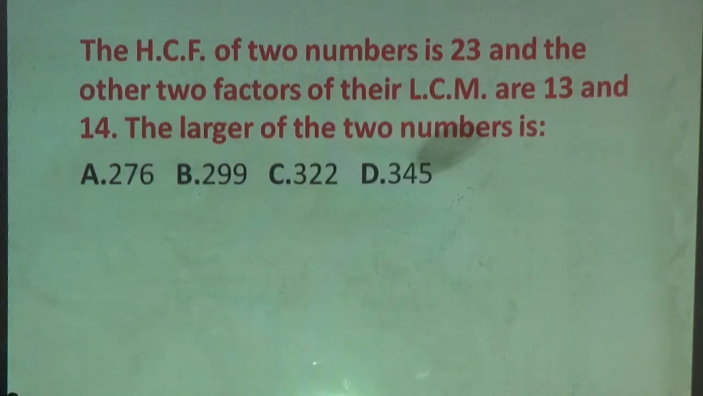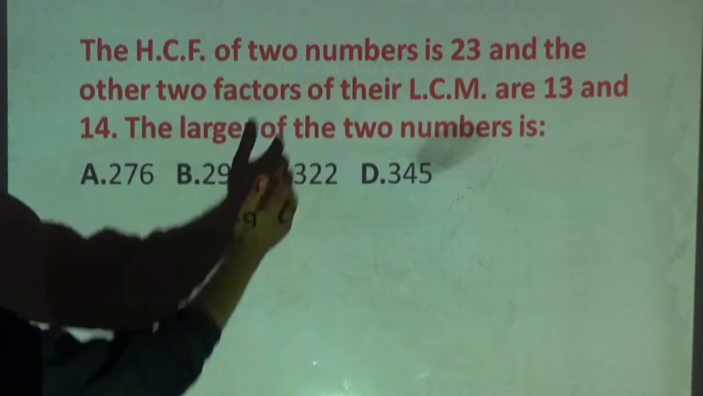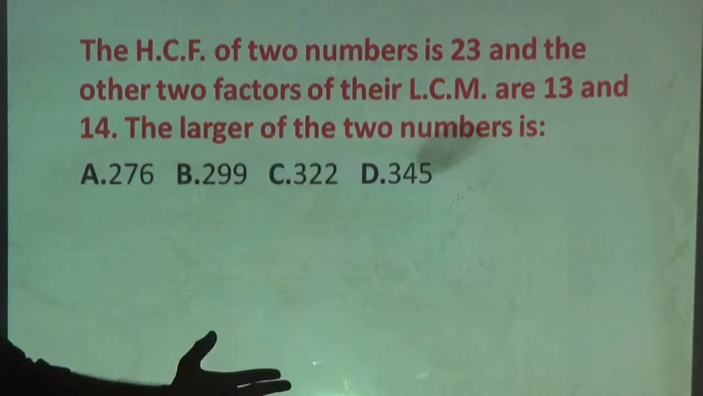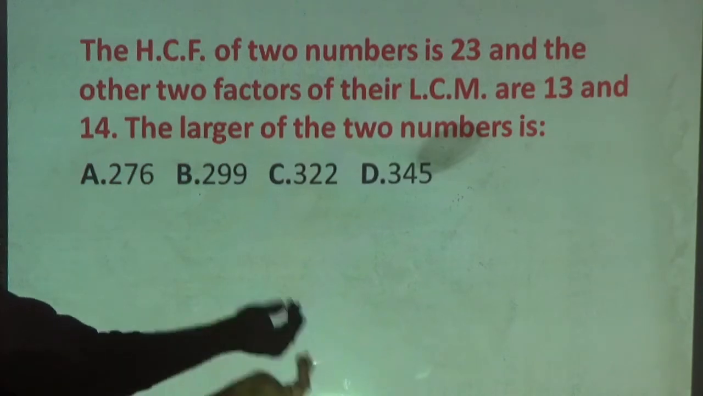The HCF of two numbers is 23. They have given HCF of two numbers is 23 and the other two factors of their LCM are 13 and 14. Now I need to find out the larger of the two numbers. Before explaining this problem, I will explain with a simple example. Then I will apply that concept to this problem.